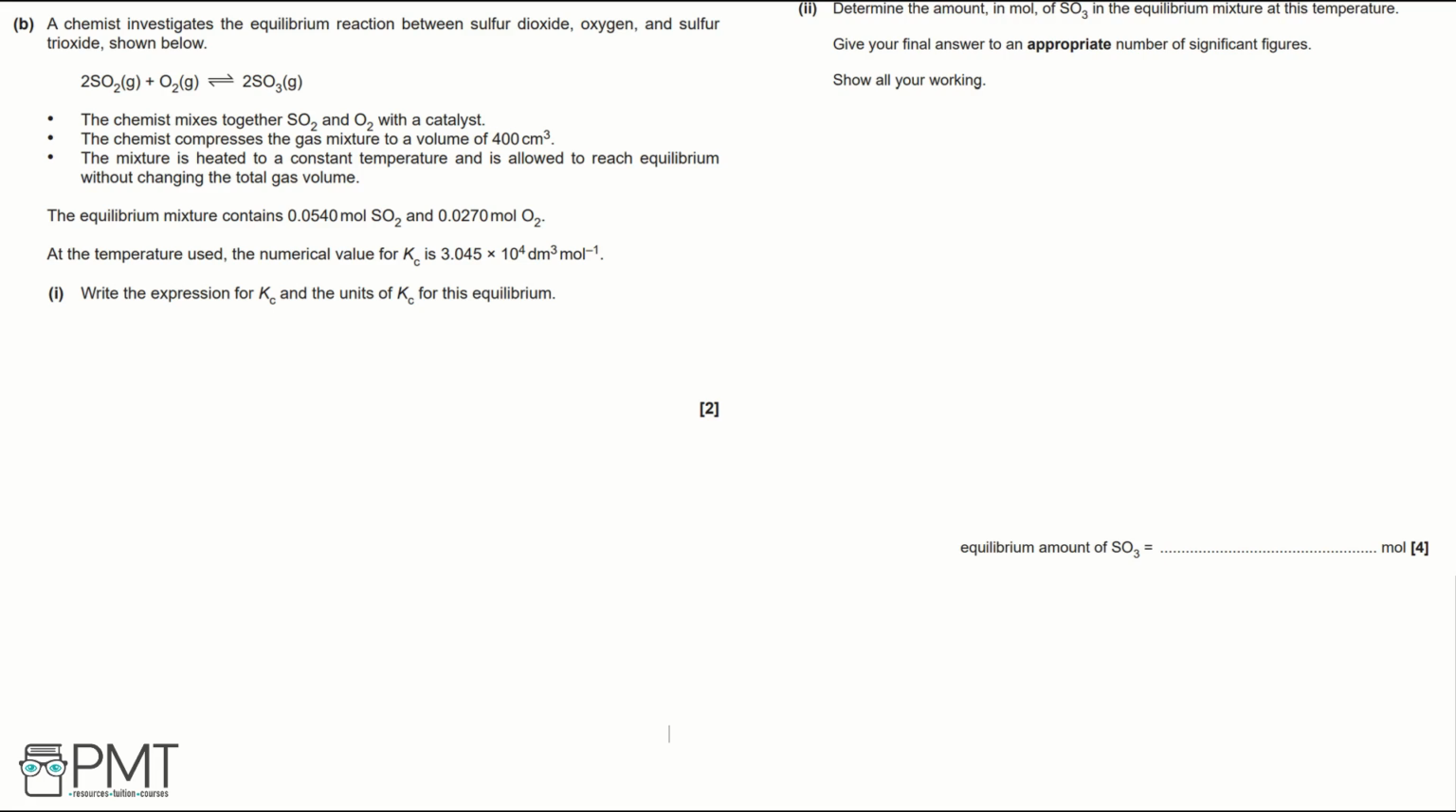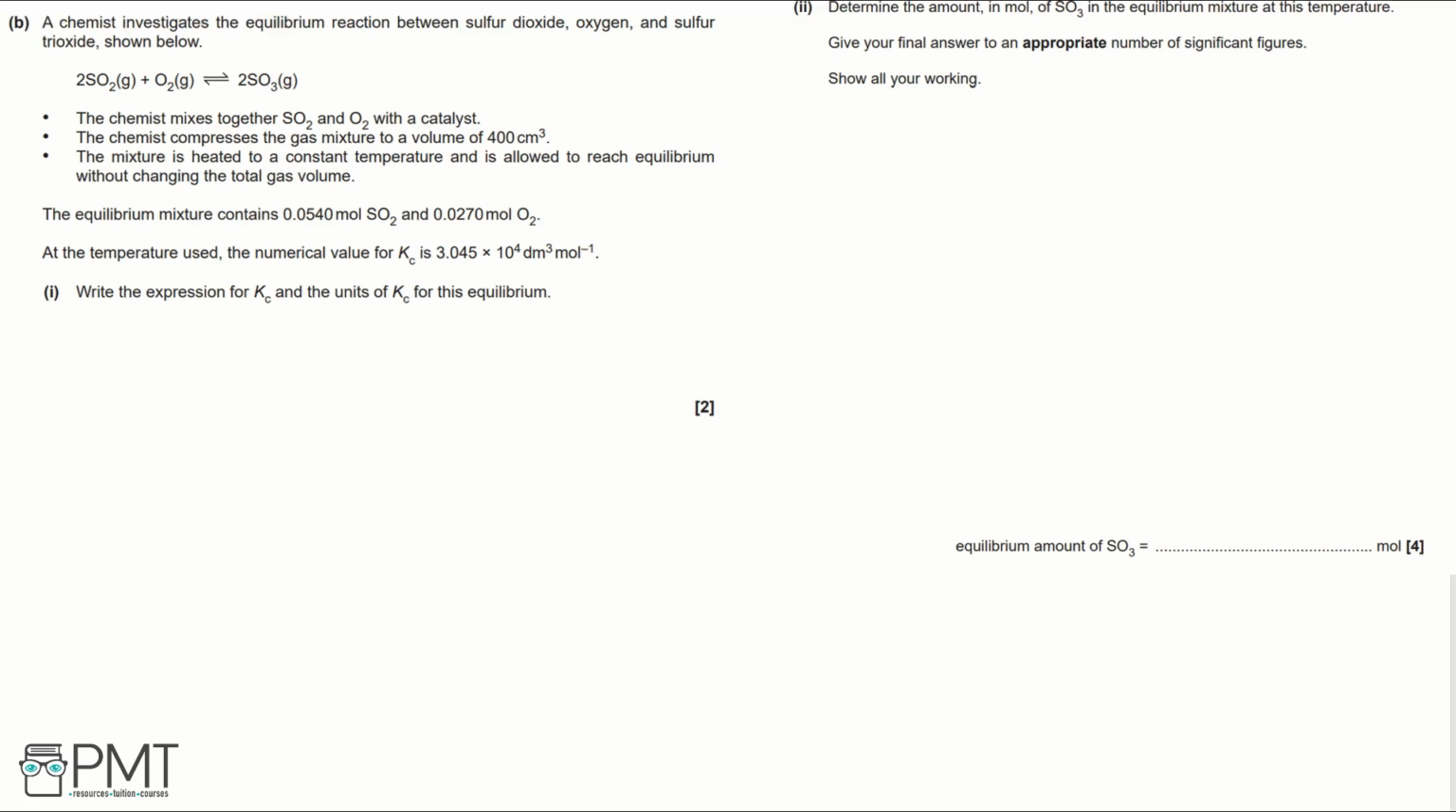Part 1. Write the expression for Kc and the units of Kc for this equilibrium. When working out an expression for Kc and the units for Kc, you refer back to the equilibrium and include all reactants or products in the same state. So, our expression for Kc would include all of our reactants and products because they're all gaseous. Our numerator is going to be our product of this equilibrium. If we were to go from left to right, we work backwards. So sulfur trioxide raised to the power of 2.